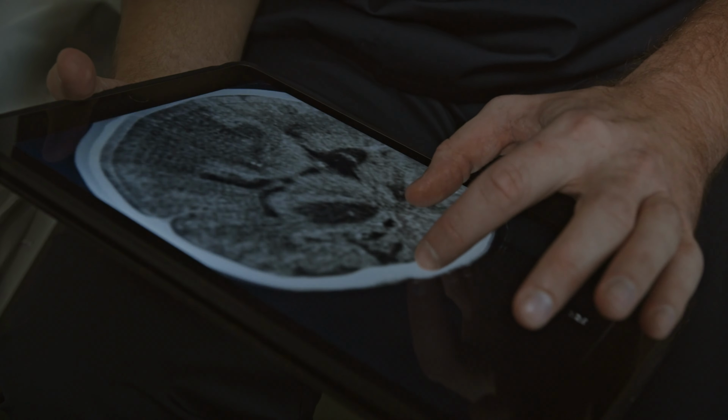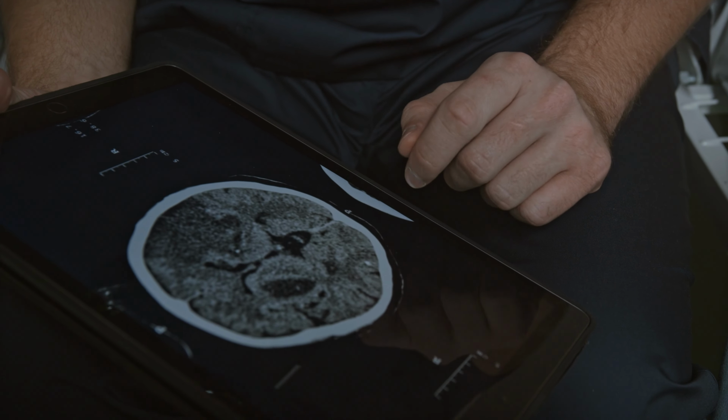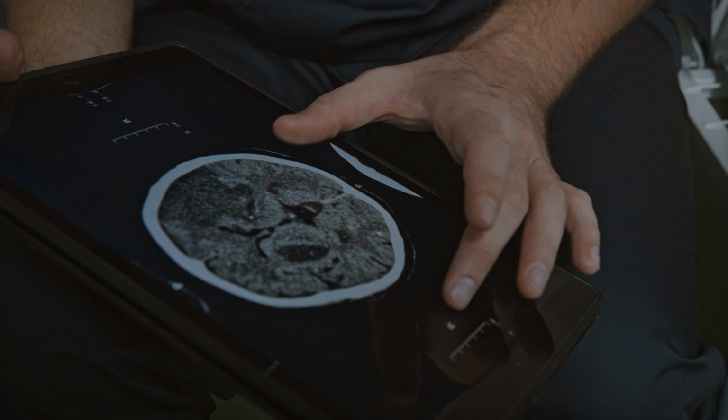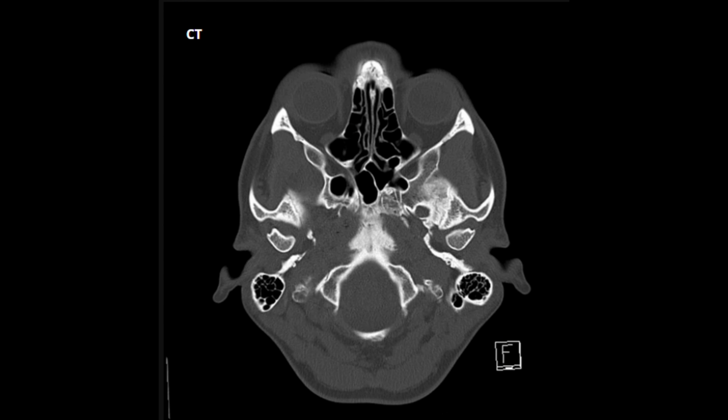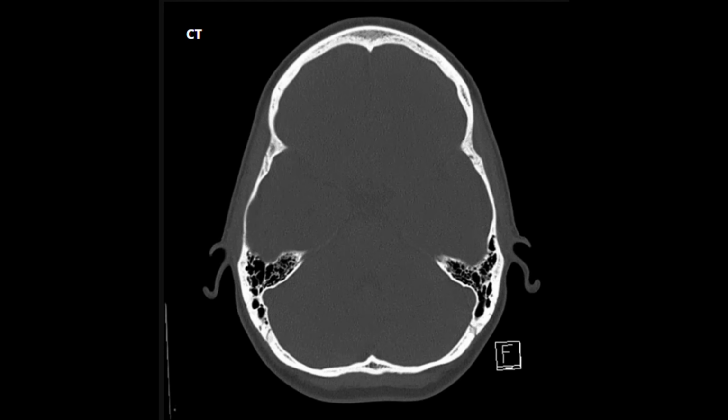Hello everyone, welcome back. So far, we have discussed the majority of CT scan brain anatomy, and now we are near to the end of this series. My name is Dr. Talha, and in this chapter, we will discuss the skull base anatomy on bone window of axial CT scan brain.